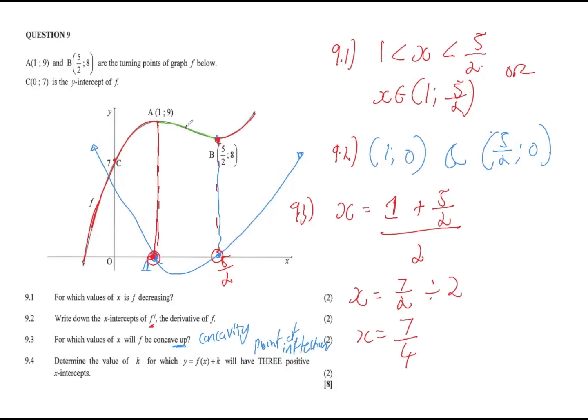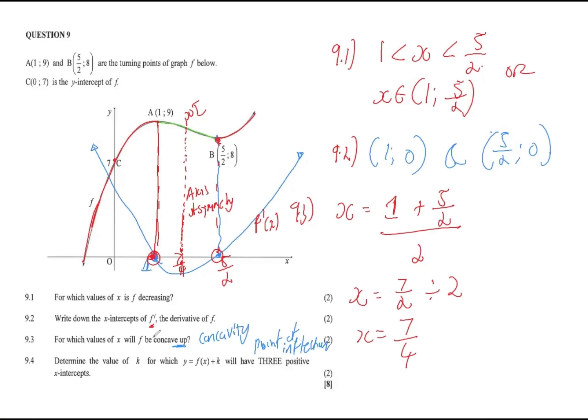So that means the point of inflection would have to be somewhere here in between. This would correspond to the axis of symmetry when it comes to the parabola, the derivative. The derivative actually represents the axis of symmetry, and the axis of symmetry is what we refer to as the point of inflection. So that's your 7/4.